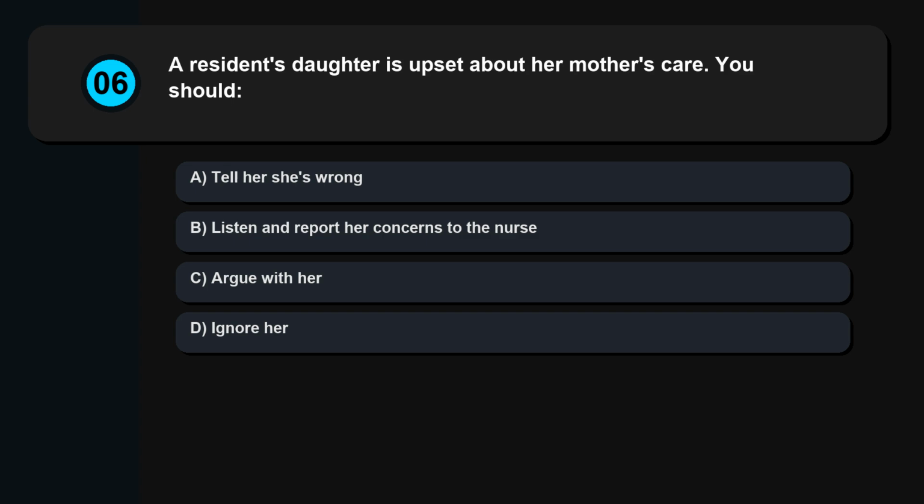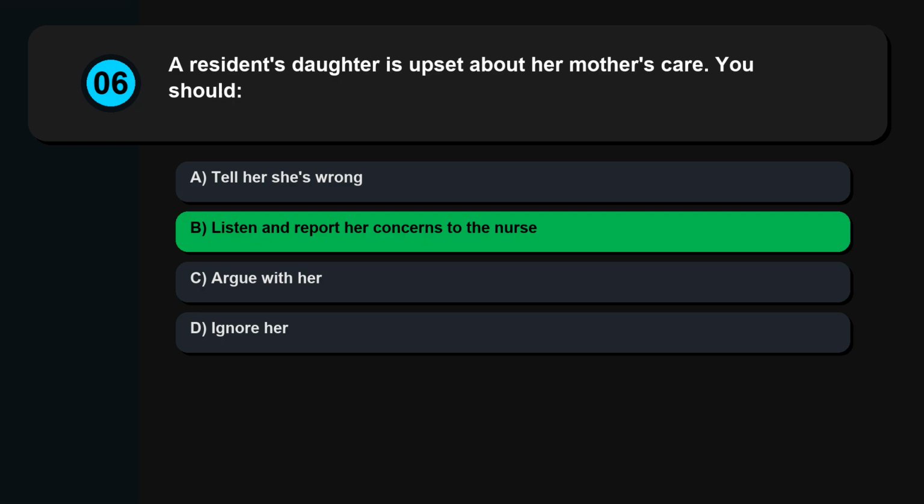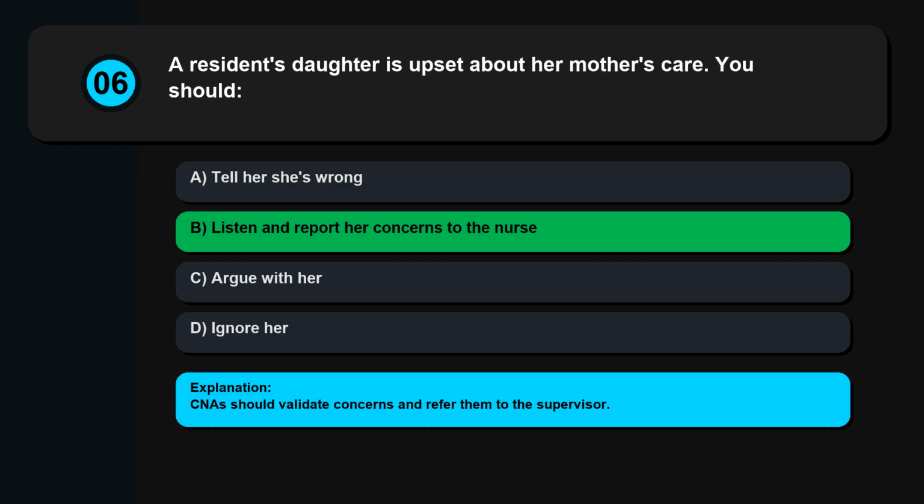Question 6. A resident's daughter is upset about her mother's care. You should tell her she's wrong. Listen and report her concerns to the nurse. Argue with her. Ignore her. CNAs should validate concerns and refer them to the supervisor.